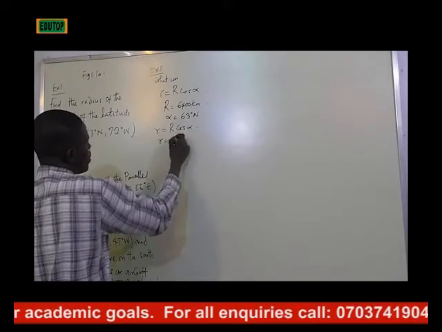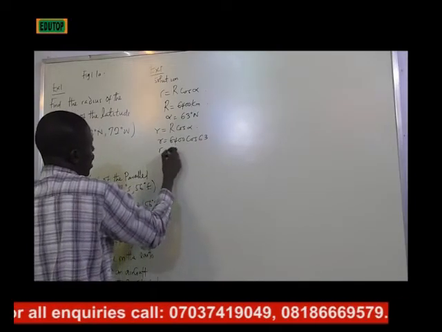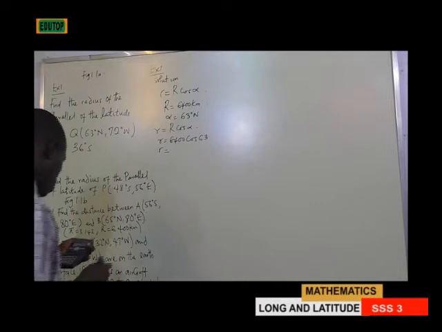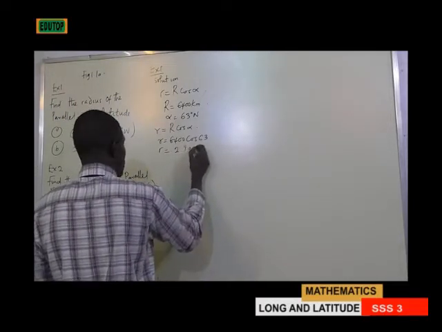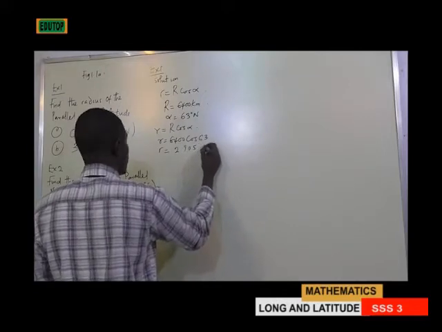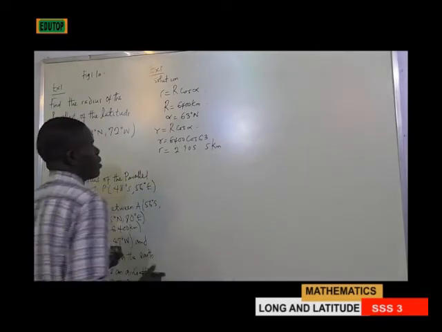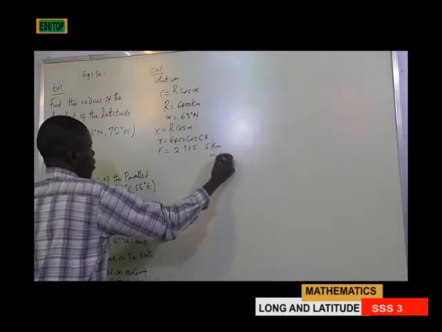Then our r will definitely be 6,400 cos 63. What is cos 63? Cos 63, then we multiply by 6,400. That will give us 2,905.5 kilometers. That is our r.